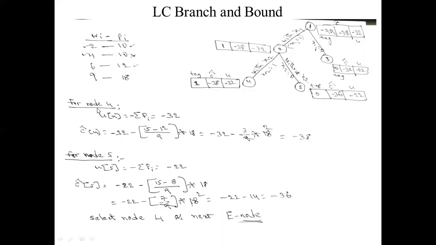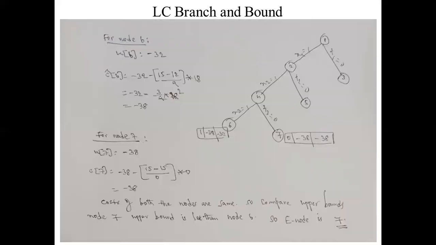So the first two elements and the fourth element are selected. There is no remaining element. So minus 38, 15 minus the first two elements and the last element. The first two elements' sum is 6 plus the last element's weight 9, that is 15. So 15 minus 15 by, there is no remaining element. So the remaining element weight is 0, profit is also 0. So minus 38 we get. Here also minus 38 we got. Here also minus 38 you got.